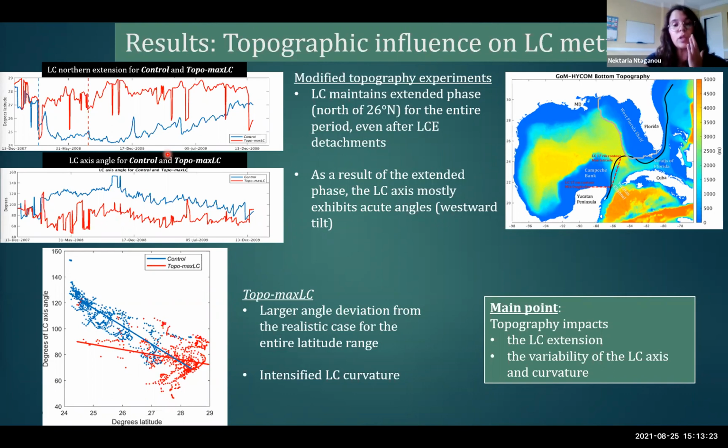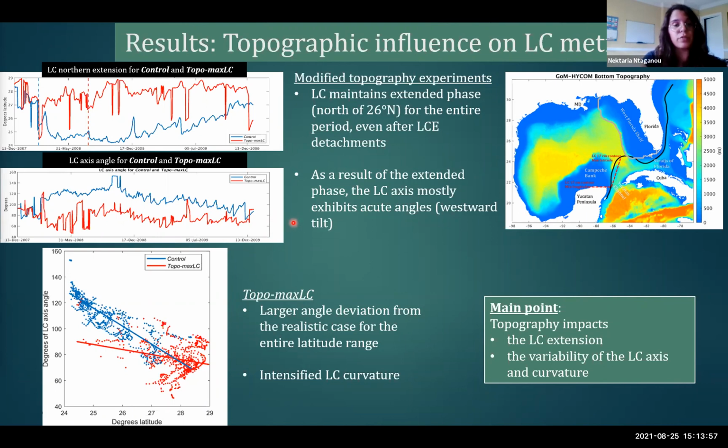What is connected to the loop current extension is the loop current axis angle, which is defined as the angle between the maximum latitude of the 17 centimeter contour and the longitude of the 17 centimeter contour inside the Yucatan Channel. So basically, when the loop current is retracted, it exhibits mostly obtuse angles, and when it is extended, it exhibits acute angles.